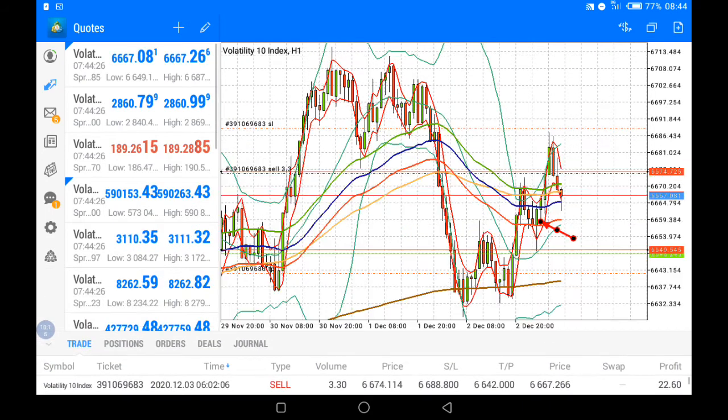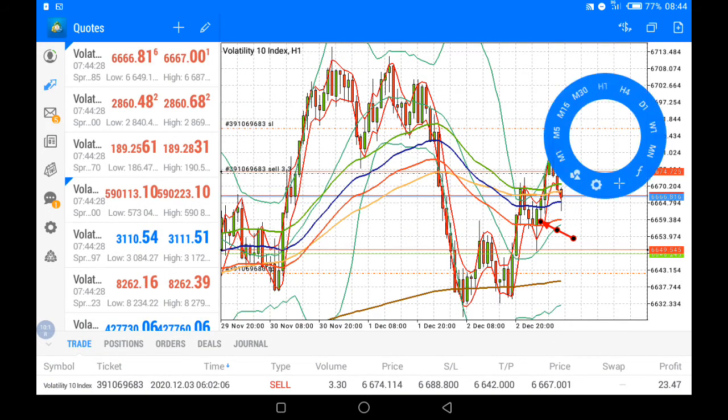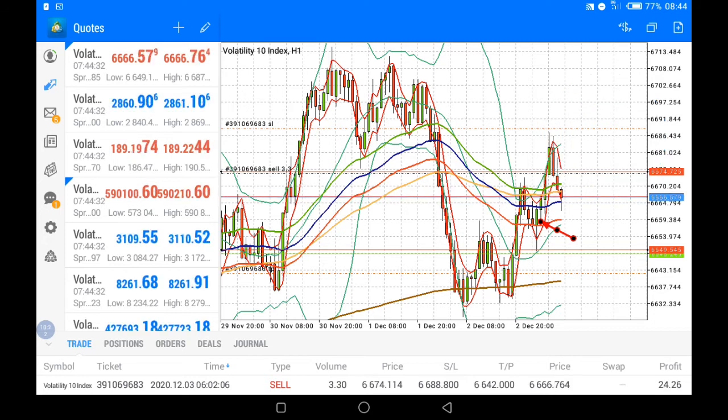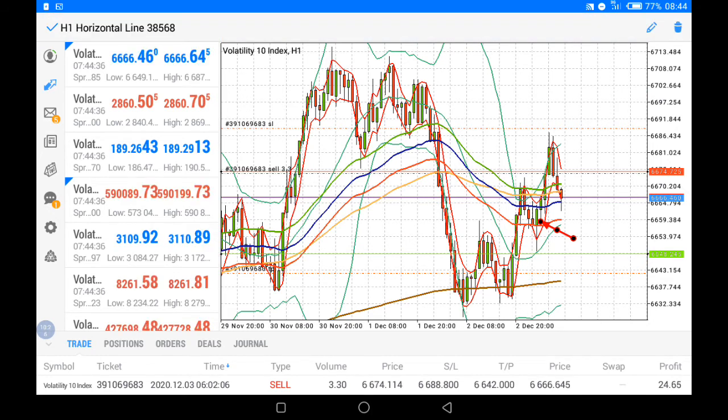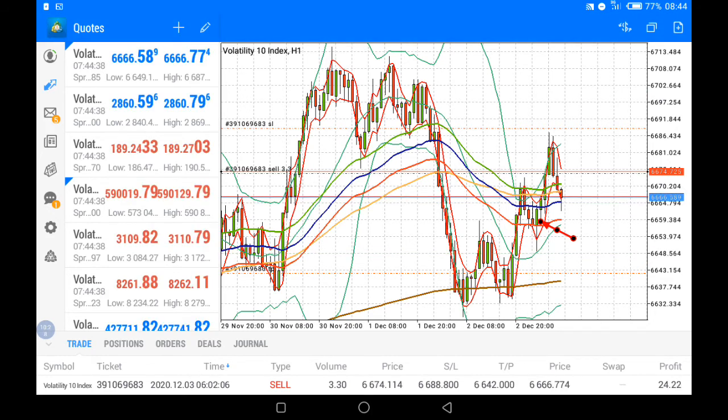All right, back to why I chose to take the sell. I'll have to clear up all of these points. Okay, why did I take this sell? You could see a sell line here, you could see an SL line here, and you could see a TP line here. So why did I take this sell?